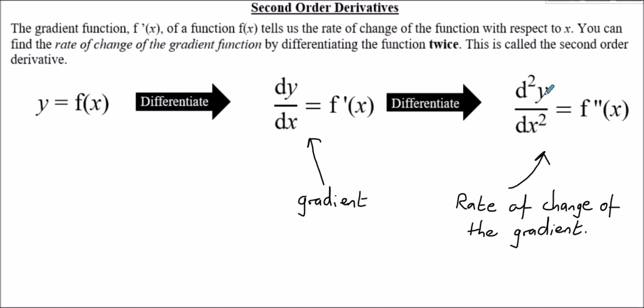You could do a third derivative as well, which for notation would be d cubed y over dx cubed, which would be the rate of change of the rate of change of the gradient, and so on. So let's have a look at how we'd work this out.